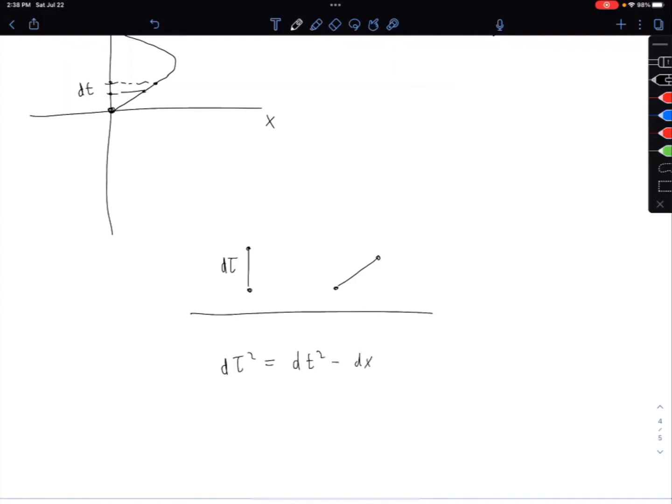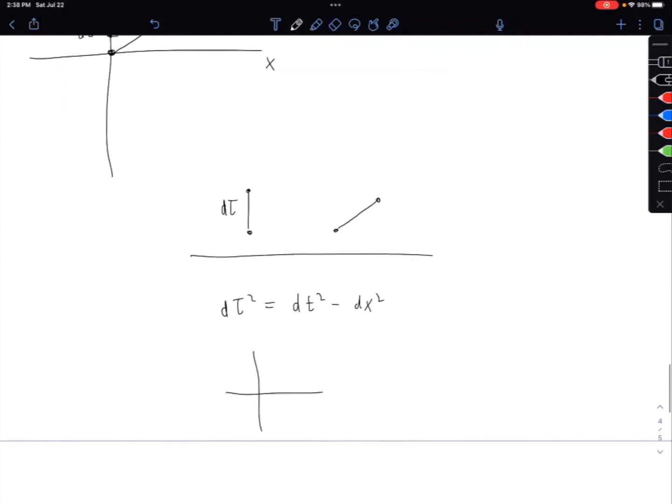Right? What I mean by that is that if I'm in some frame and I have any pair of events, the proper time elapsed along this trajectory is going to be equal to this. The reason you know that is because the proper time is the time elapsed by the clock. So in the clock's frame, the spacetime interval is just going to be dτ² minus dx₀², in that frame.